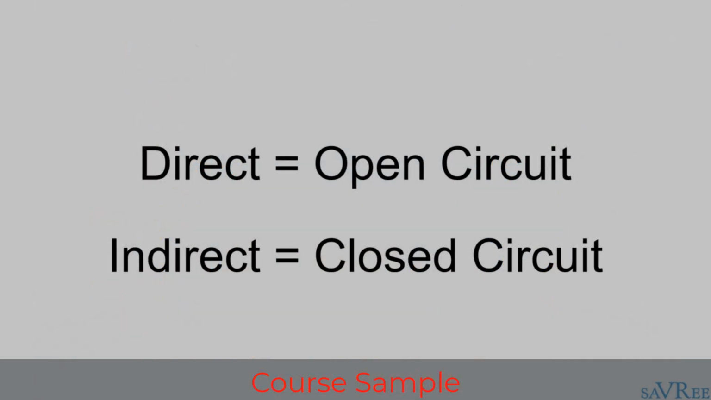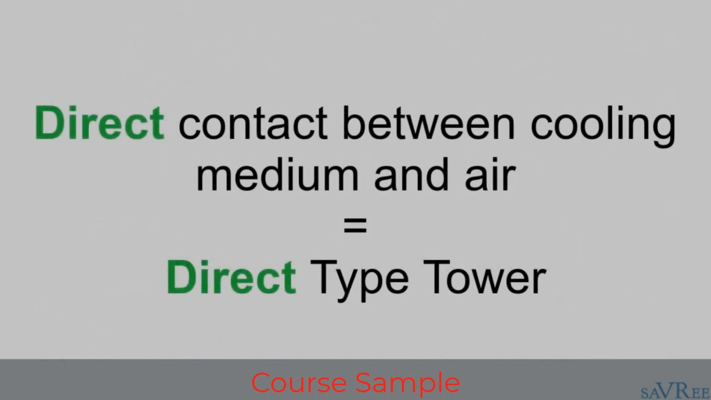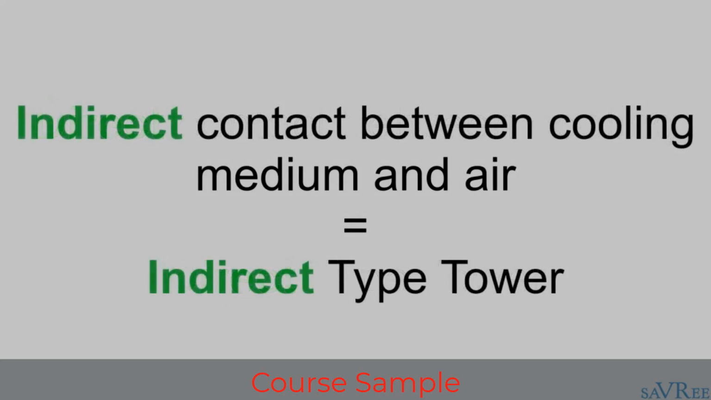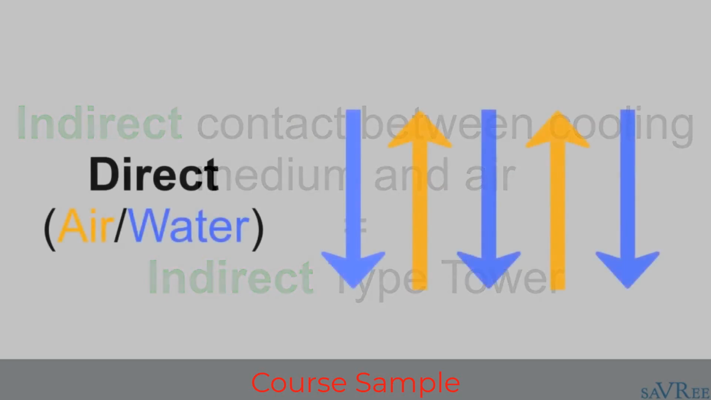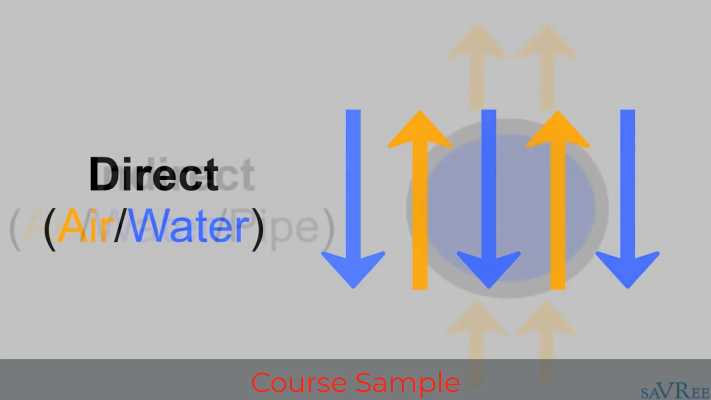If the cooling medium comes into direct contact with the process medium, the tower is a direct type cooling tower. If the cooling medium does not come into direct contact with the process medium, it is an indirect type cooling tower. For example, water being cooled by air is cooled directly. The water comes into direct contact with the air. But water in a pipe that is cooled by air is not cooled directly.